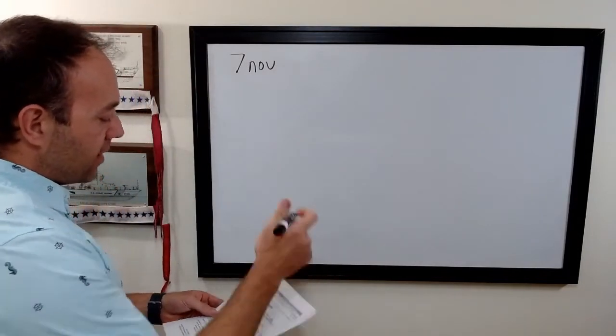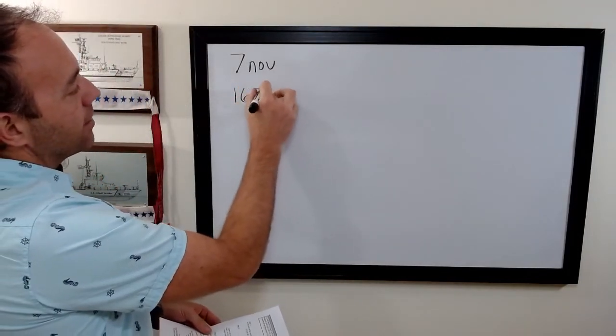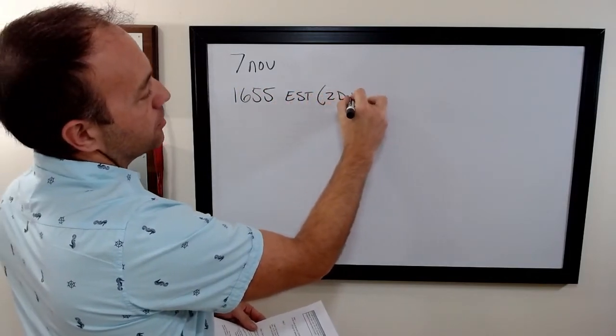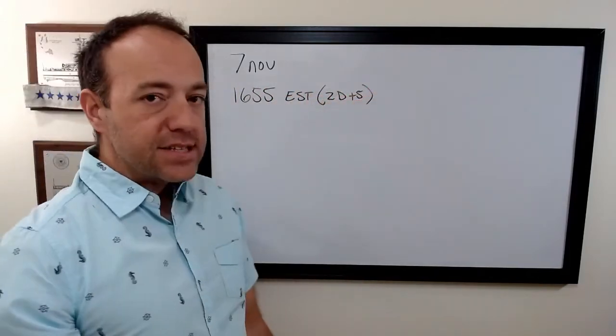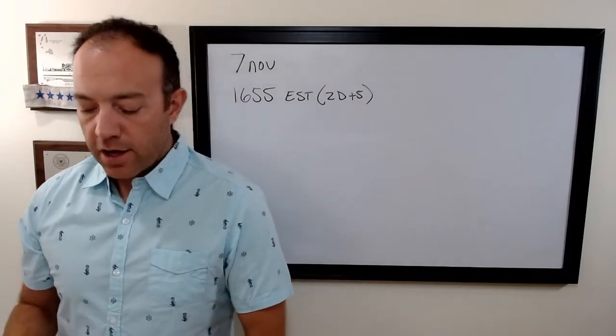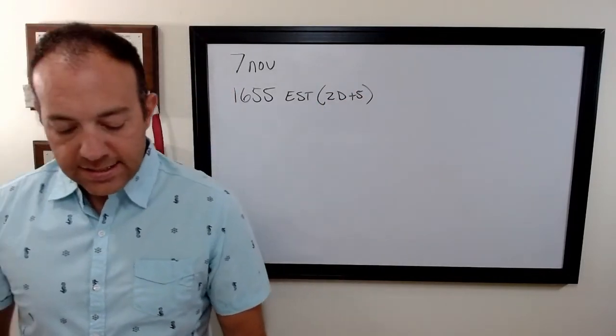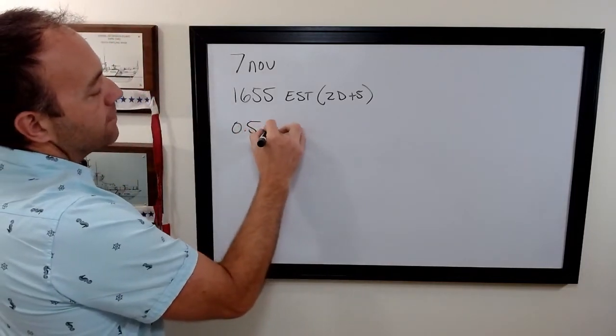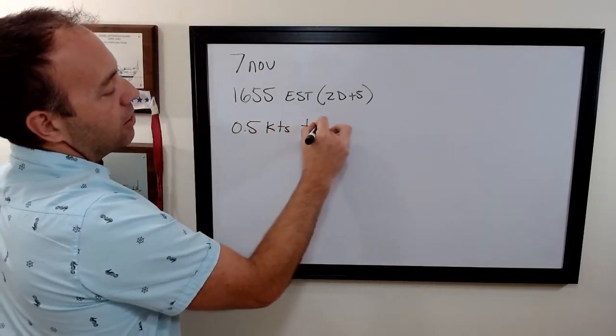And we want to be there at 16:55 Eastern Standard Time, which is zone descriptor +5. So no daylight savings time, no weird stuff going on there. What is the period of time that you'll have slack of about 0.5 knots? How long will that be?